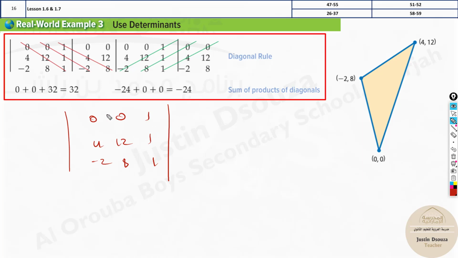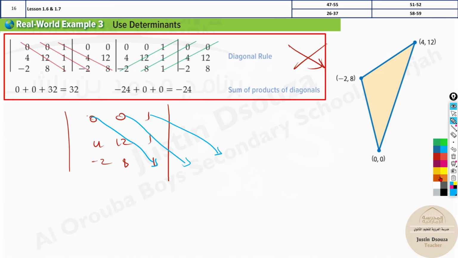Why? Because you need to start from the leftmost. See, it's always like this and like this, right? From left to right. So draw a line from left to right. I'll draw in blue, this one. But since it's 3 cross 3, you need to draw these lines 3 times, like this and like this. Now let's see what would be over here.